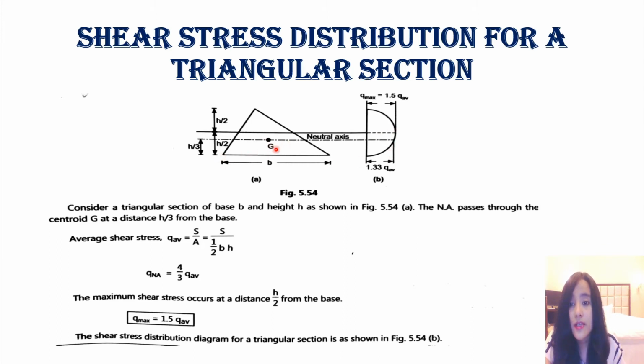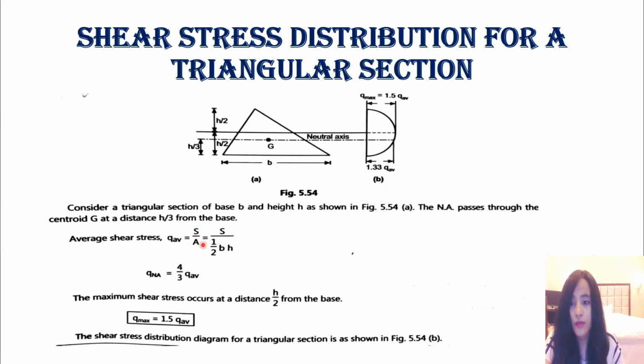And for the triangular section the centroid will lie at a height h/3 from the base. So the centroid lies at h/3 from the base, so that line is the neutral axis line, and the maximum will not come on the neutral axis line. So to find Q average, the formula is the same.